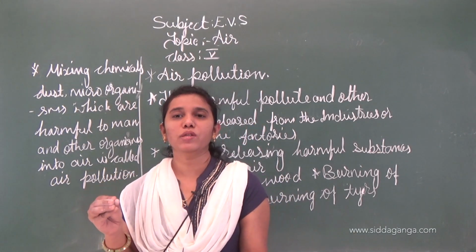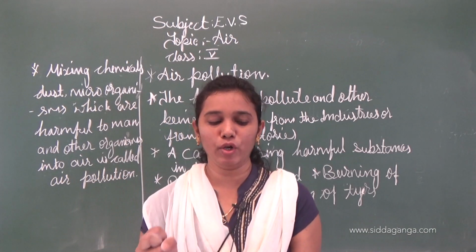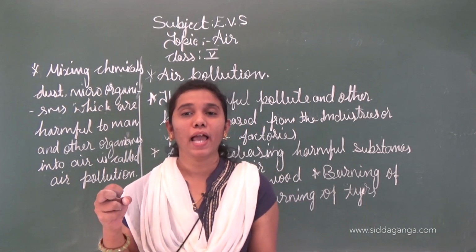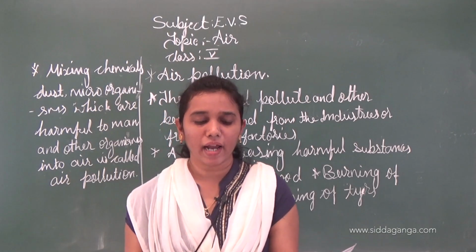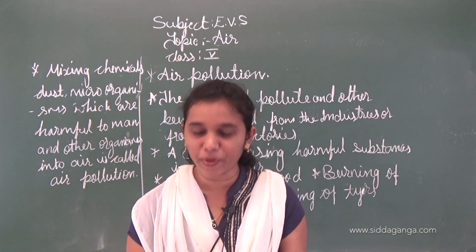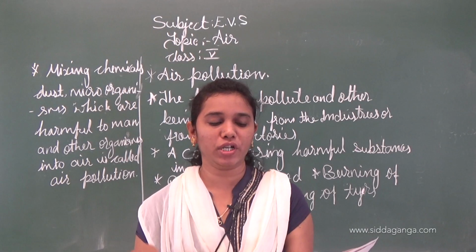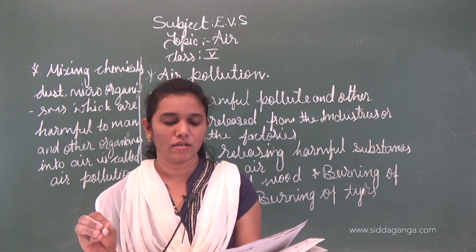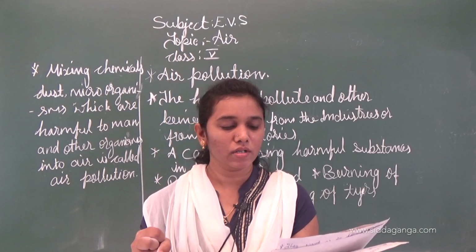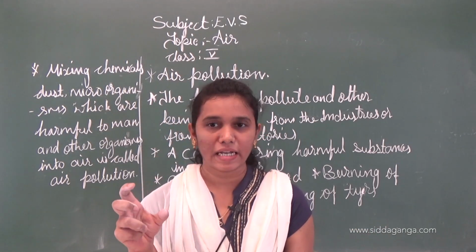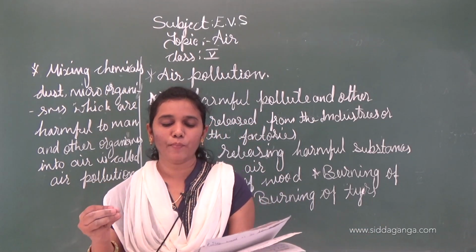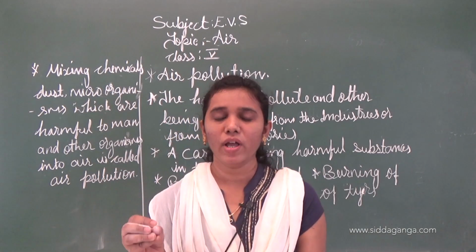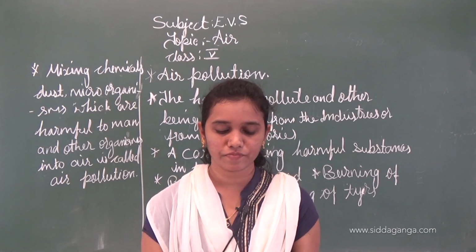It is our responsibility to prevent air pollution. Now let us see what we can do to prevent air pollution. Okay, write any two measures to prevent air pollution. The first one is to stop the use of crackers. One thing we can do is stop bursting of crackers. This will help the prevention of air pollution.